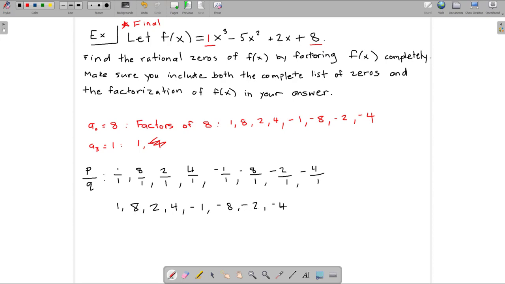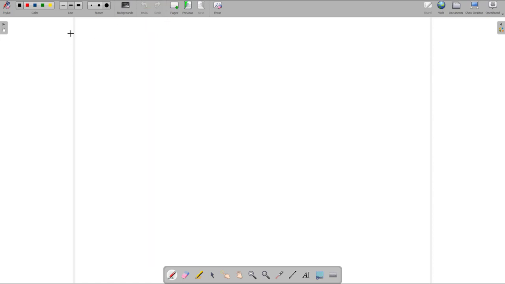So they're actually just exactly the same as these factors of p, or sorry, factors of a sub 0, all of our p's. And so if you have a leading coefficient of 1, then you just have to check these ones, essentially. So now that I have all of those listed, we want to test some of these values into our f of x. And let's go ahead.